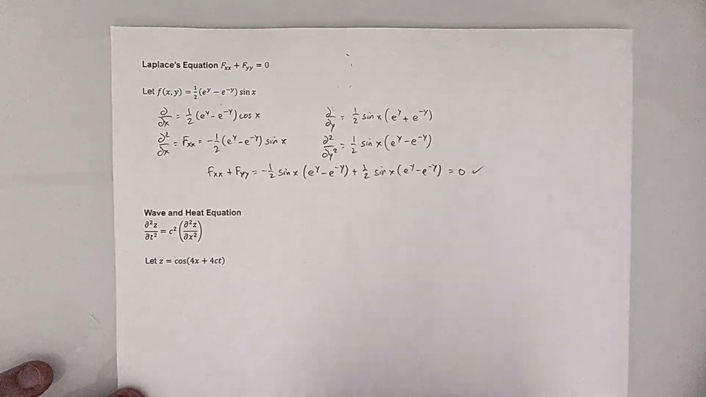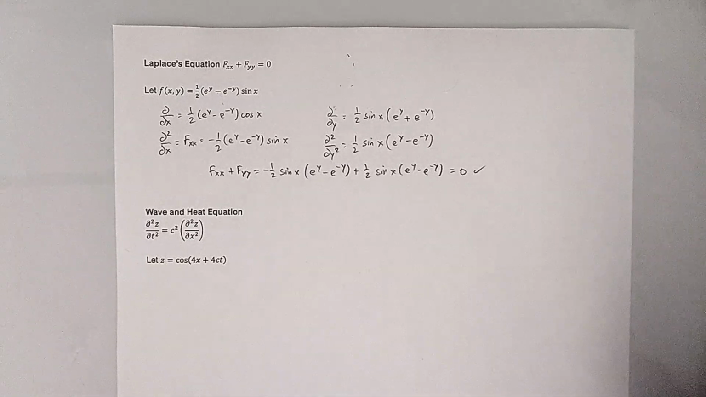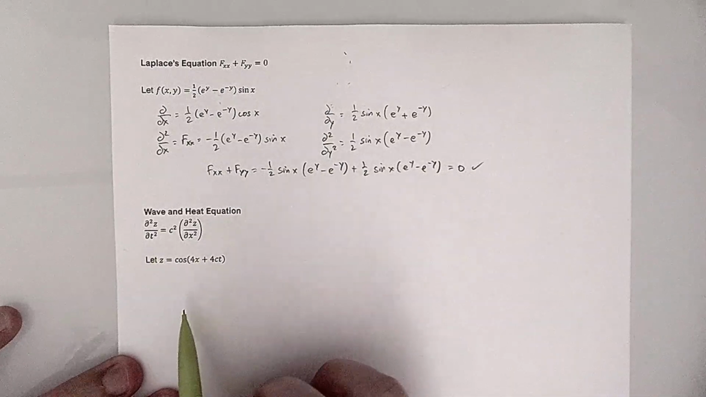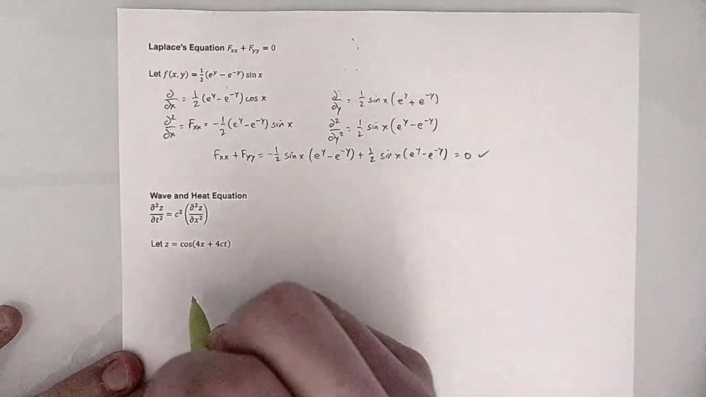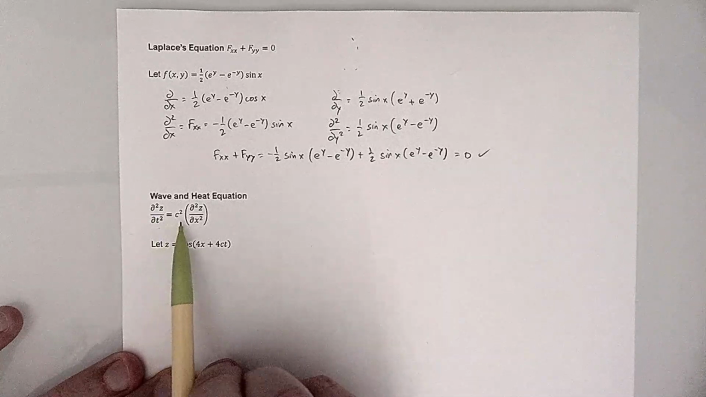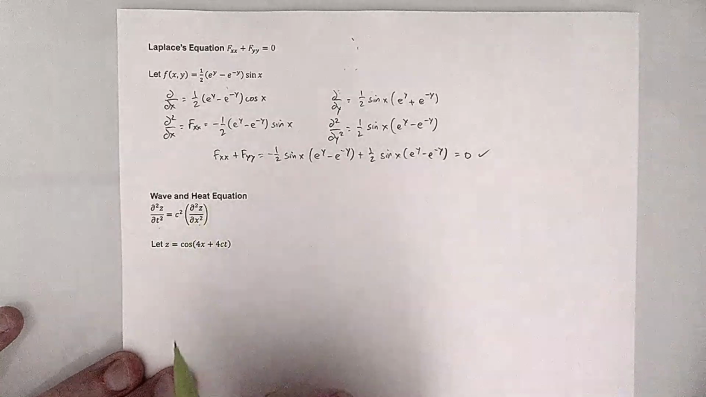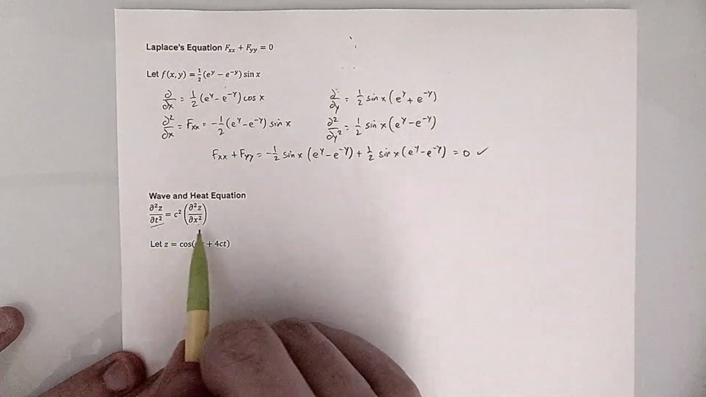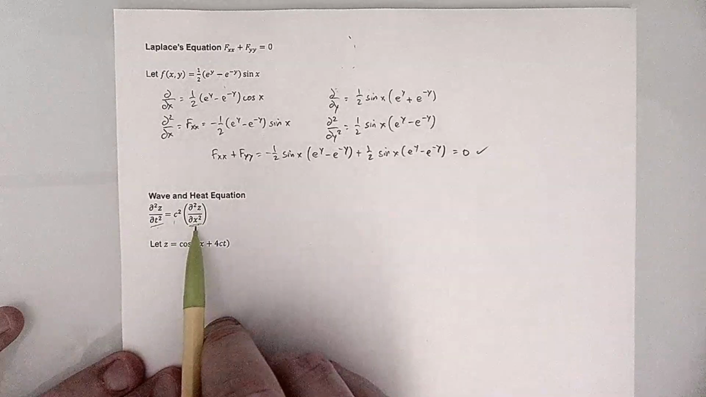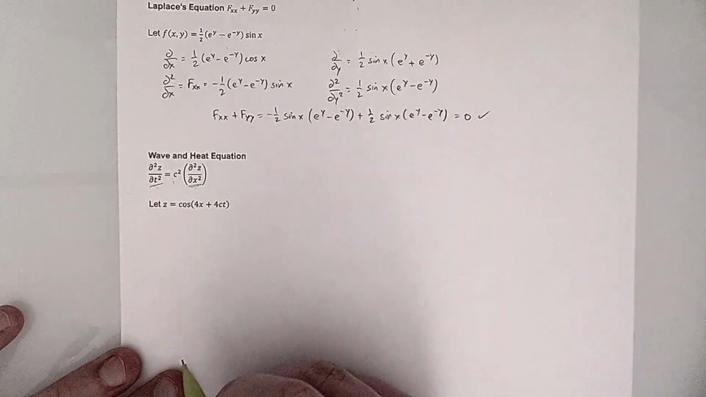The other application that we find, and this comes up in partial differential equations, is the wave and heat equation. It says that the second order derivative with respect to t is equal to c squared times the second order derivative with respect to x. So we need to find both of these first, and then multiply the one with x by c squared and see what we get. So let's do that.